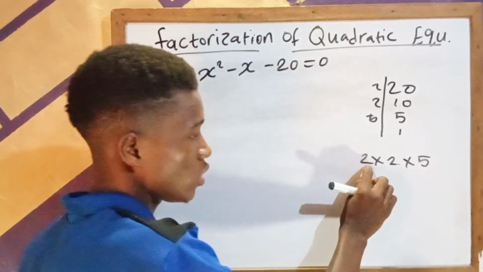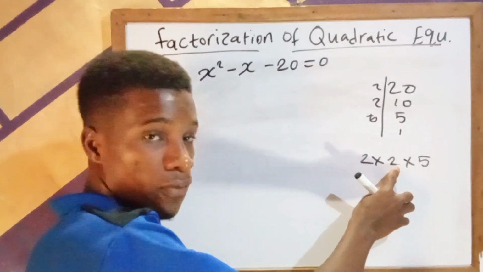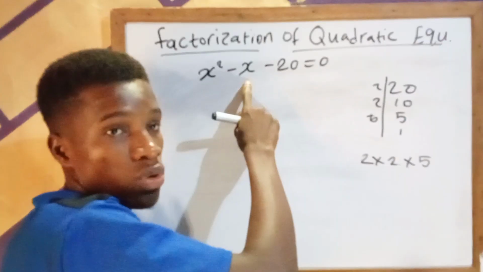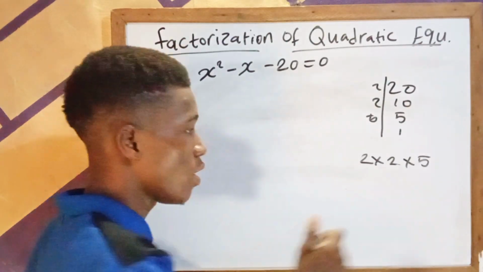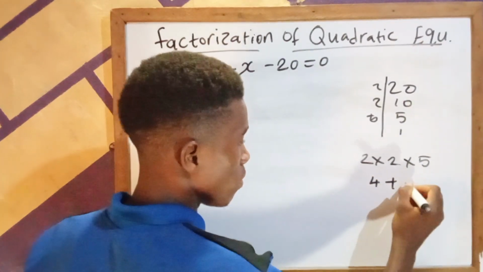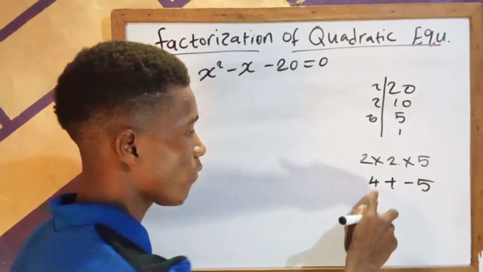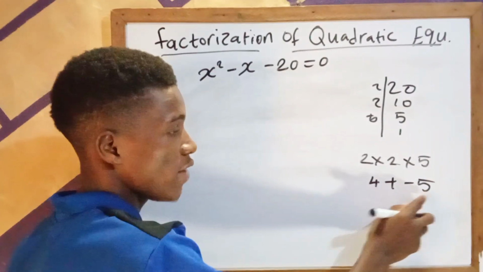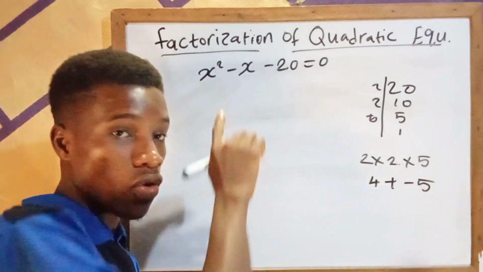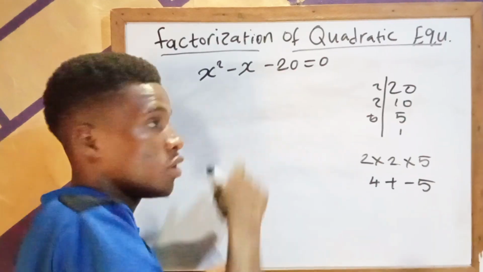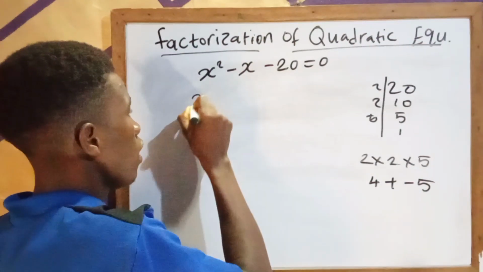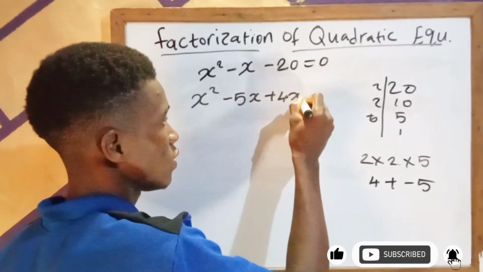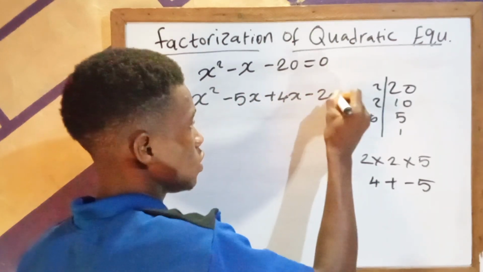You say no. You now say 2 times 2 is what? 4. So 4 times 5 is what? 20. Is there a way 4 and 5 can give you minus 1? Yes, when it's 4 plus minus 5. So when you multiply them, 4 and minus 5, you get minus 20. When you add them, you get minus 1. So 4 and 5 are the factors of this particular quadratic equation. From here now we can proceed and say x squared minus 5x plus 4x minus 20 equal to 0.